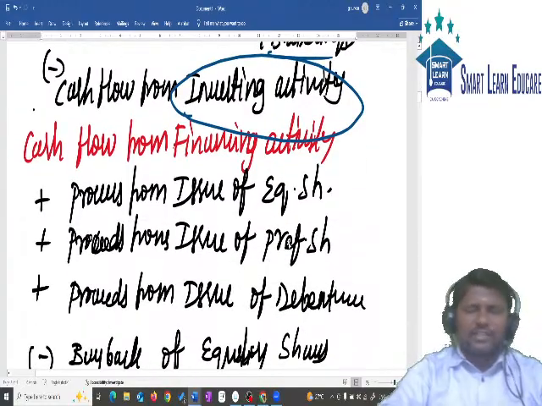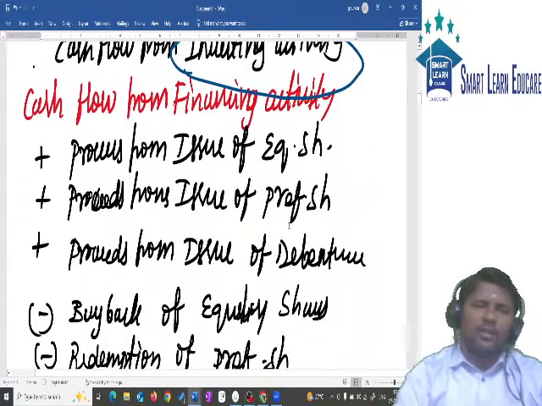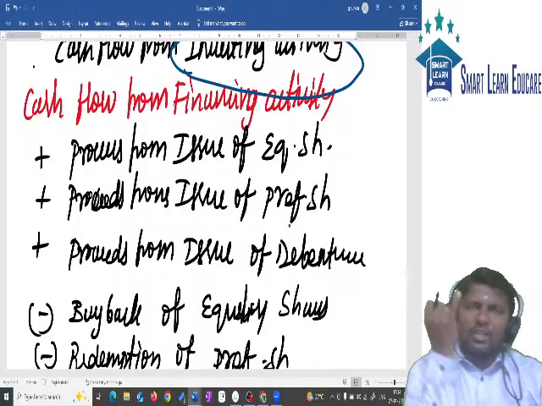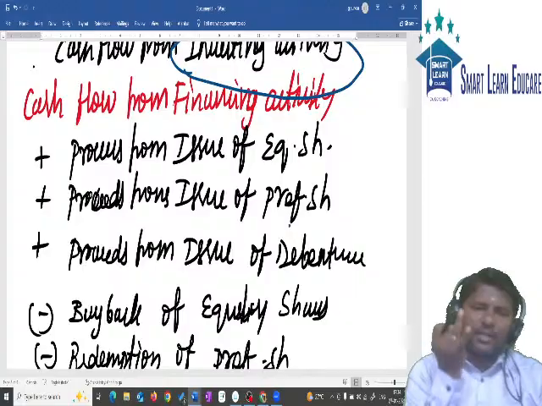Investing activity. Last, cash flow from financing activity. This relates to the balance sheet liability side. On the liability side we have equity share capital, preference share capital, debentures.